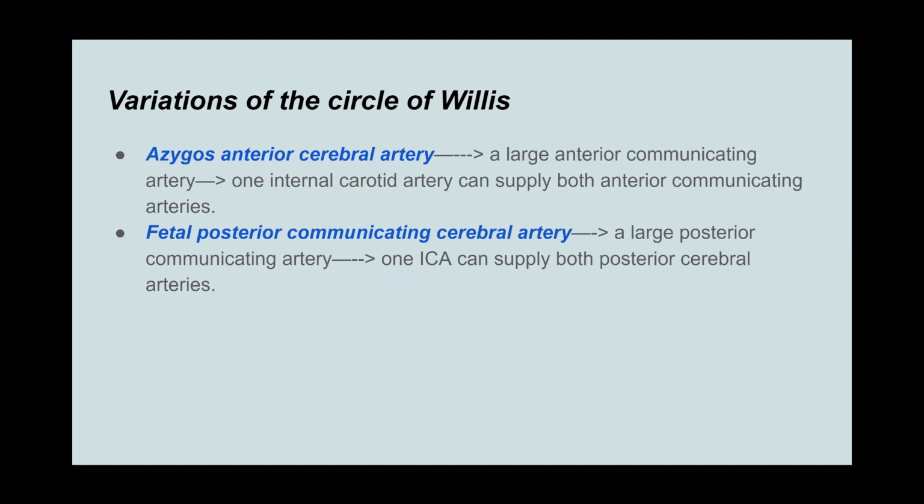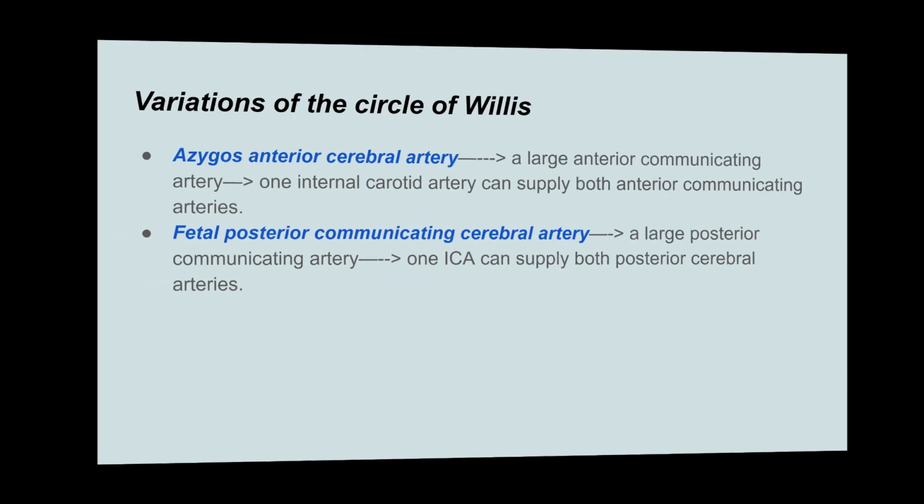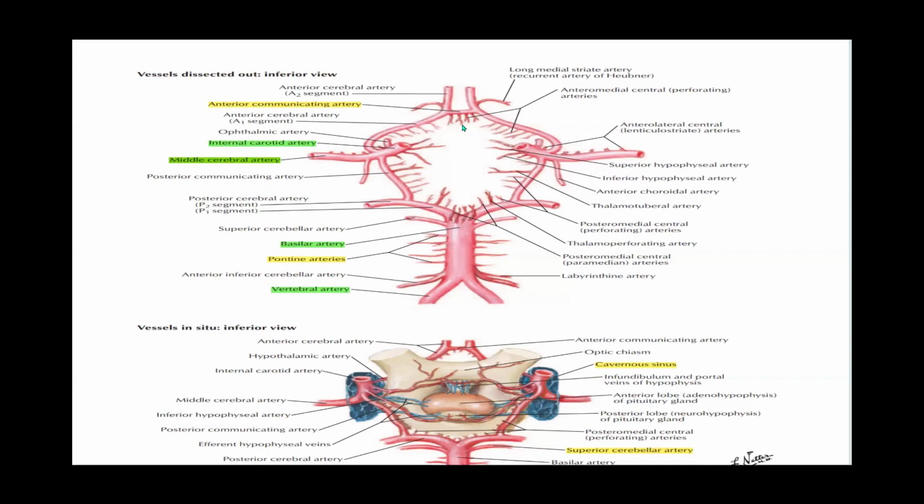And this happens when you have a large anterior communicating artery, and so one internal carotid artery can supply both anterior cerebral arteries. So if we go back, this is our anterior communicating. What it means is that if you have a large anterior communicating artery, blood supply from one side of the brain can flow through the anterior cerebral, through that large anterior communicating, to perfuse the other side of the brain.